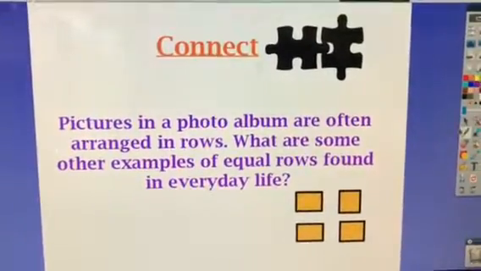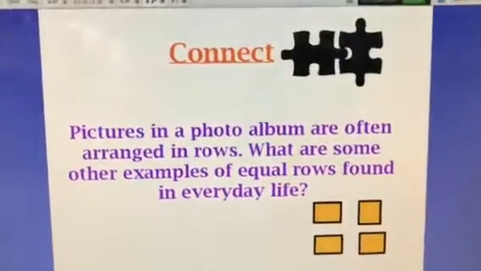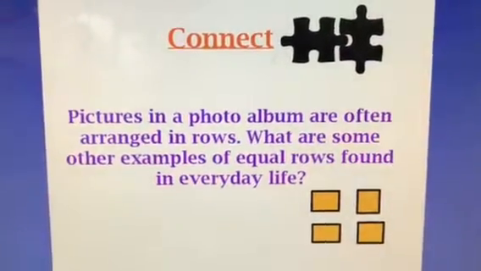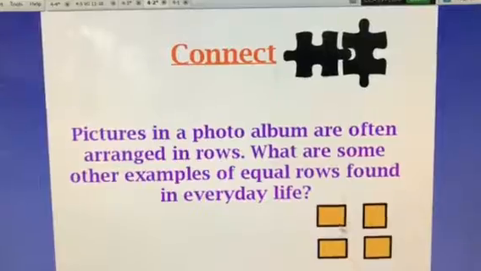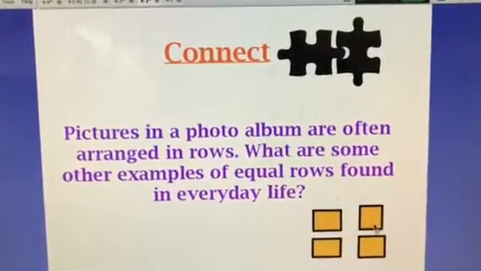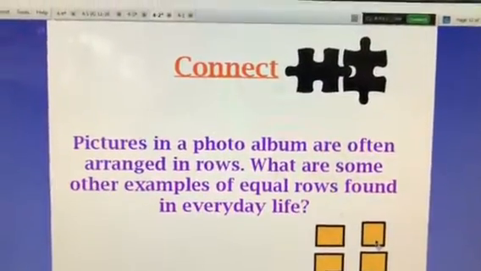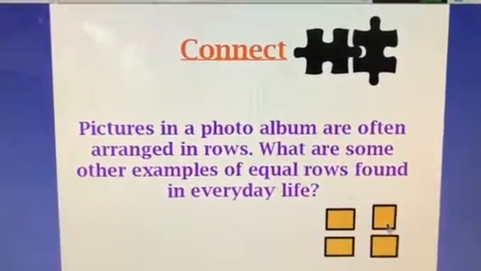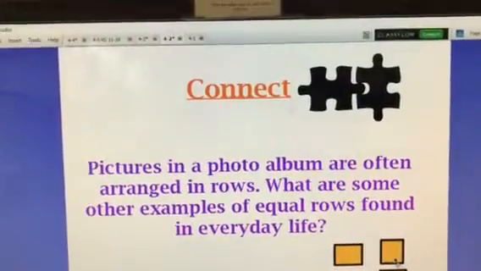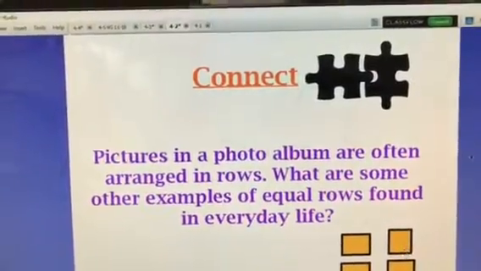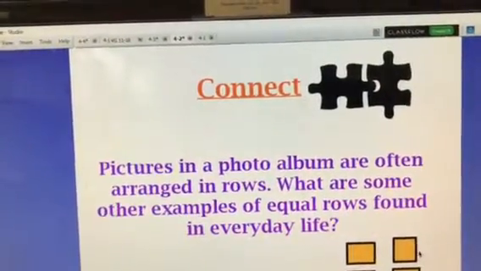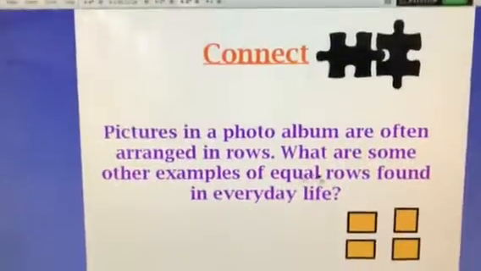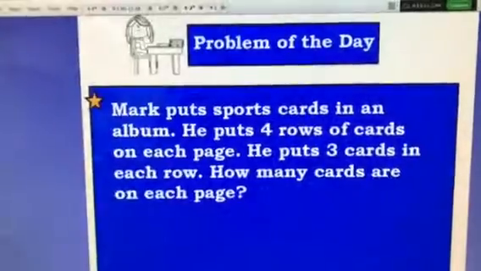So pictures in a photo album are often arranged in rows. What are some other examples of equal rows found in everyday life? This is just like some pictures that we arranged. Some things we talked about in rows include seats at a movie theater, seats at a stadium, the way desks in certain classrooms are lined up, the lunch tables. When things are lined up in equal rows, equal is a very important word when we're talking about multiplication.